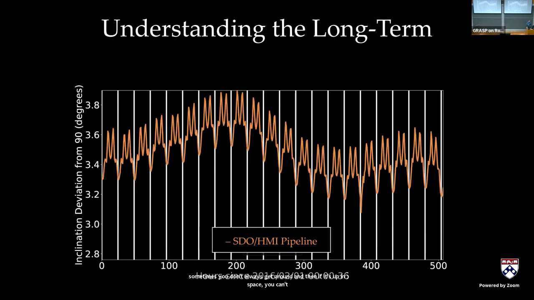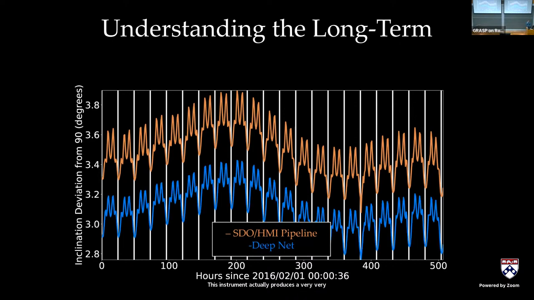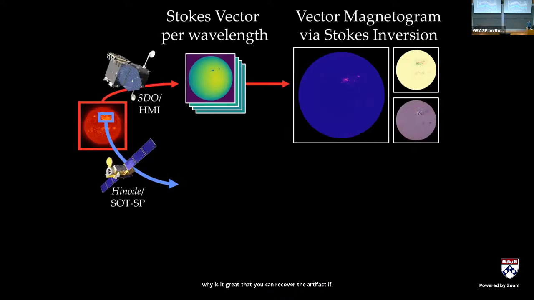And if you actually look at this pipeline, this instrument, it actually produces a very, very large daily oscillation, which is a huge pain and really messes up models. Our system is able to actually recover this oscillation quite nicely, which is quite exciting. You would think, why is it great that you can recover the artifact? But if you can recover the artifact, then you should be able to correct it a lot faster because our system is 100 times faster. So the other thing you can do is you can fix the artifact.